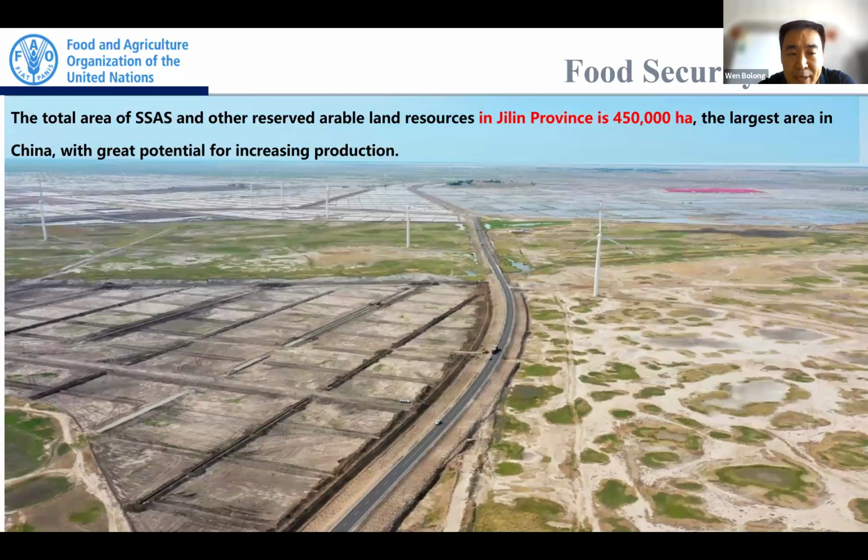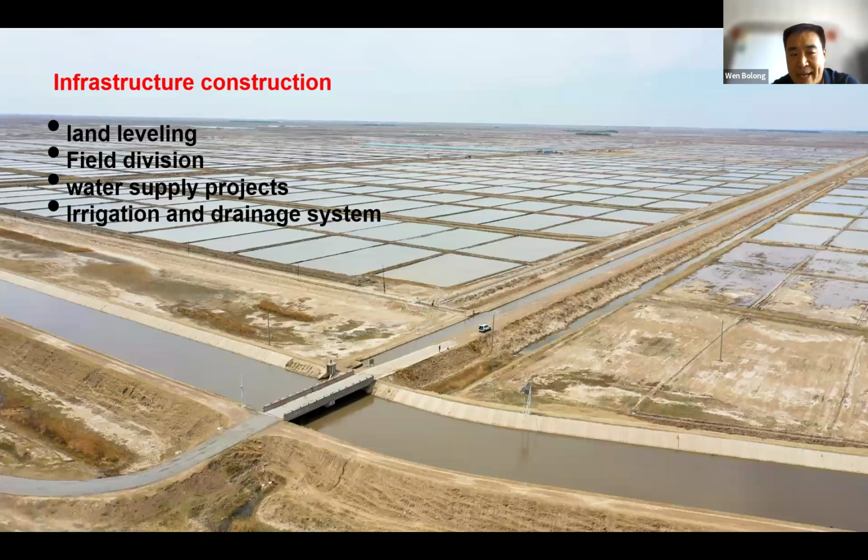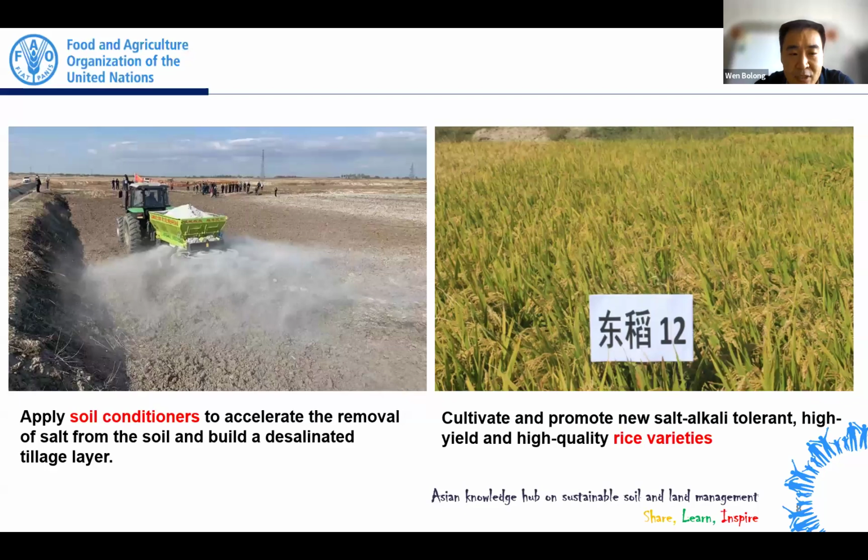This area has important potential for increasing crop production. Now, the most useful method is to grow rice and supply water. The usual measures are, firstly, infrastructure construction, including land leveling, irrigation, and drainage system construction. Then physical and chemical conditioners are added to help the washing of salt with water.